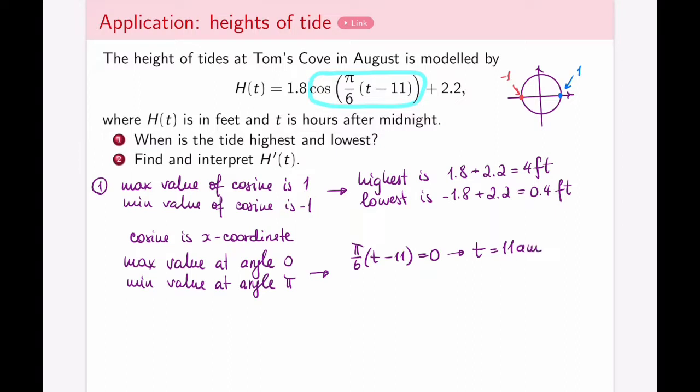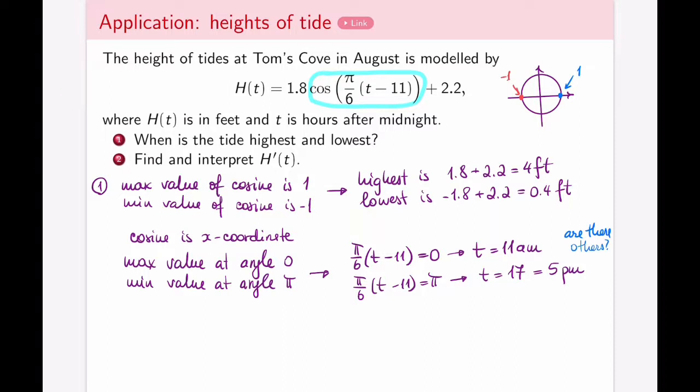For the second part, I need the angle to be pi, so I'm going to set whatever is inside the cosine to be in fact pi. So all together, I have this expression, and if I solve it, I will get that t is equal to 17, which in hours after midnight means 5 p.m. Now, one thing you have to be careful about, and I'm going to leave it for you to ponder, is, are there others?